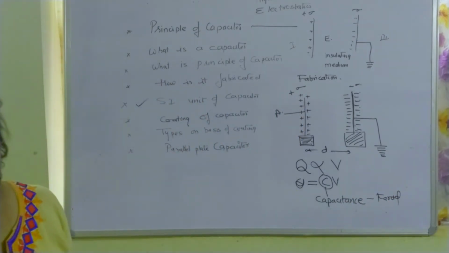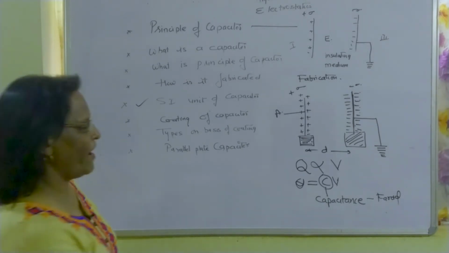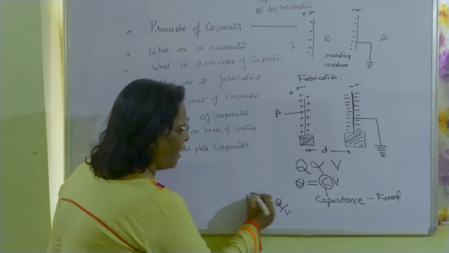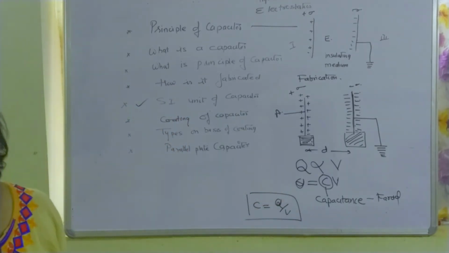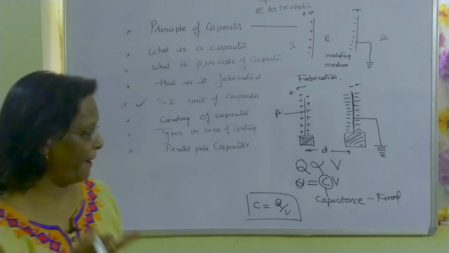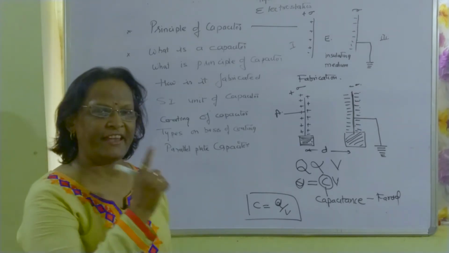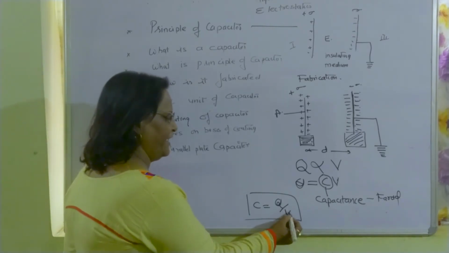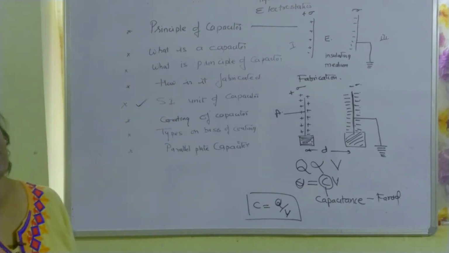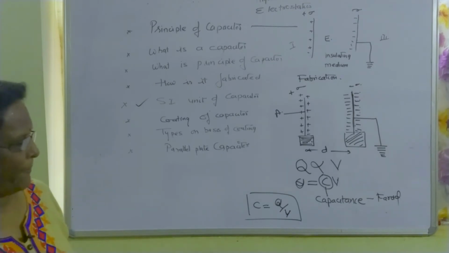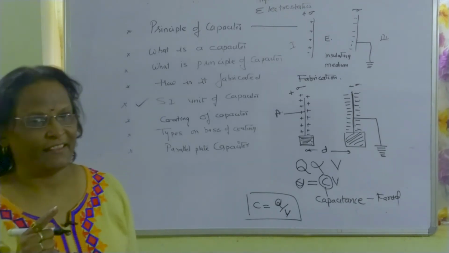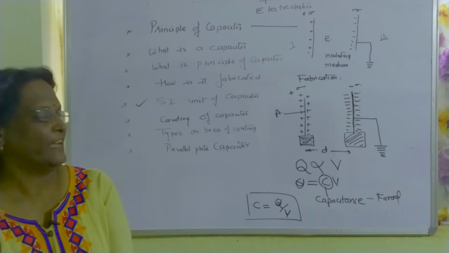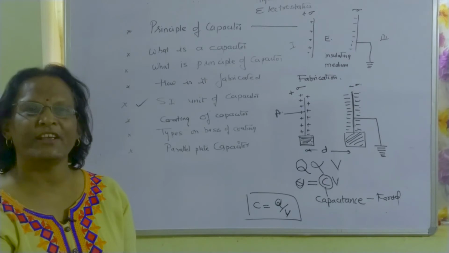That is given in honor of a scientist, and here now what should be the value of Q? C. That will be Q upon V. How can you define capacitance? That will be charge supplied per unit potential difference. That means if we make V equal to 1, C equals Q. So the capacitance of a capacitor is defined as the total amount of charge supplied per unit potential difference.